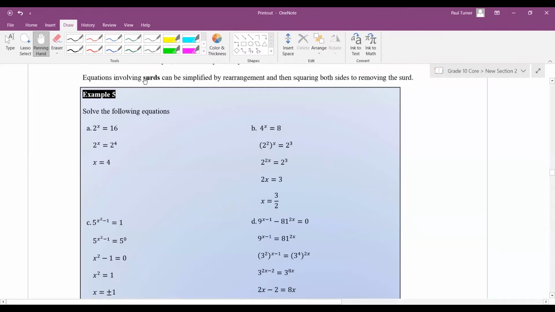Okay, and when we have surds, we can simplify them by rearrangement and then squaring both sides to remove the surd. We'll do that in a minute as well. So look at your first question here. We've got 2 power x equals 16.